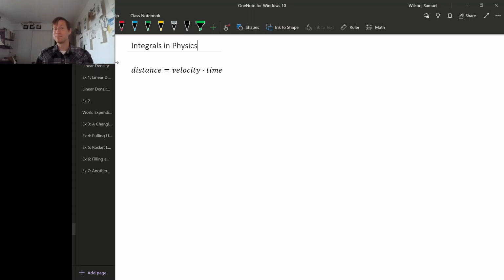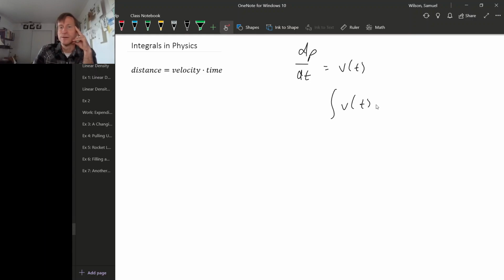Integrals show up in physics in many, many places. And many of the examples of this actually come from sort of one main idea. To introduce the theme for this section on physics, I want to look at one example that we're already familiar with, which is velocity, the relationship between velocity and position. So, we know that if you have a position function and you take its derivative with respect to time, you get velocity. And by the same token, if you integrate a velocity function, you get a position function.